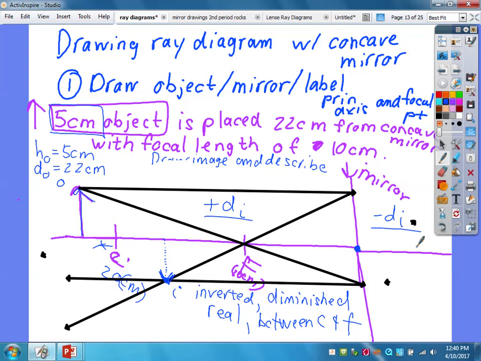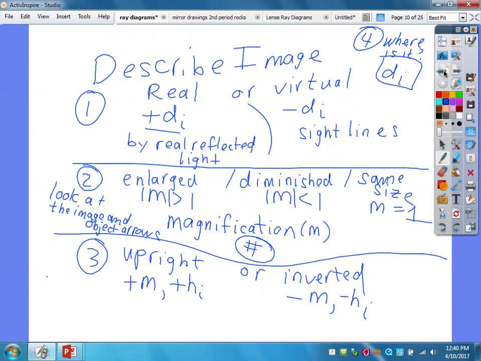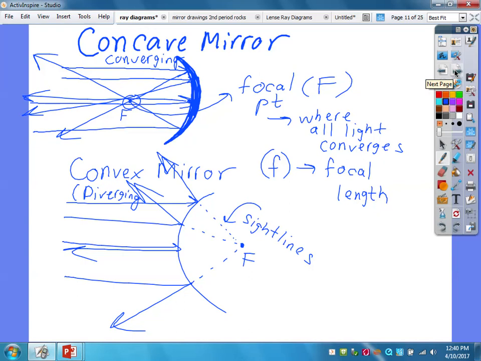All right? So, again, a lot of things we went over, a lot of new terms. The idea of how to describe from a numerical value, which again we haven't gotten into just yet, but also by looking at the diagram, how to figure out real or virtual, enlarged or diminished, upright or inverted, and then where is it? Concave mirrors converge that light at a focal point before the mirror. Convex focus the light beyond the mirror, behind the mirror.